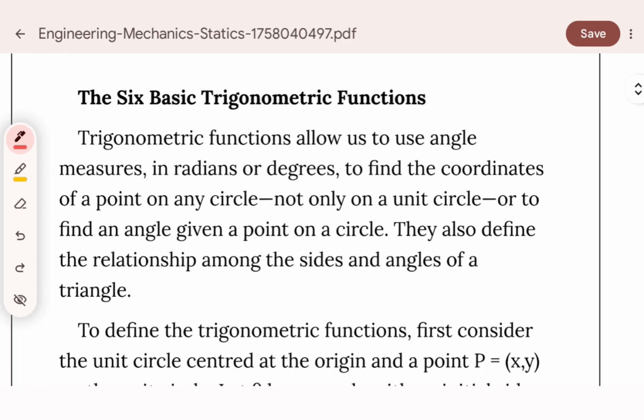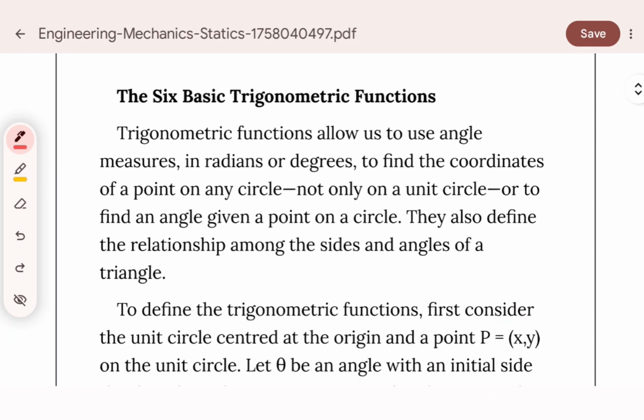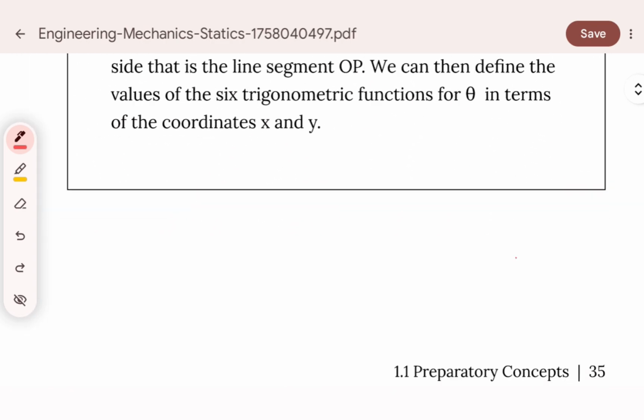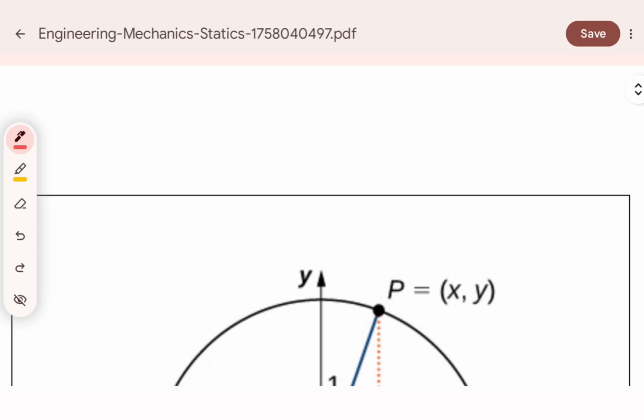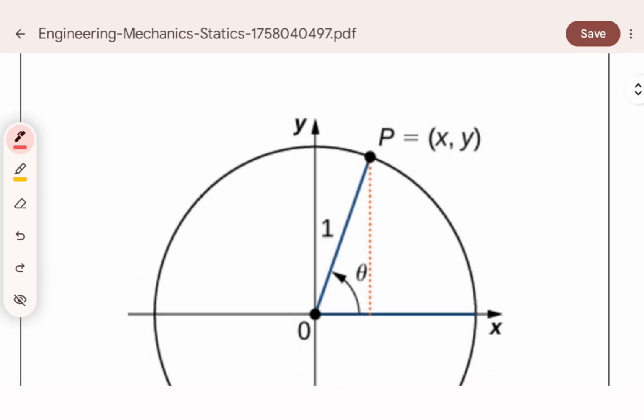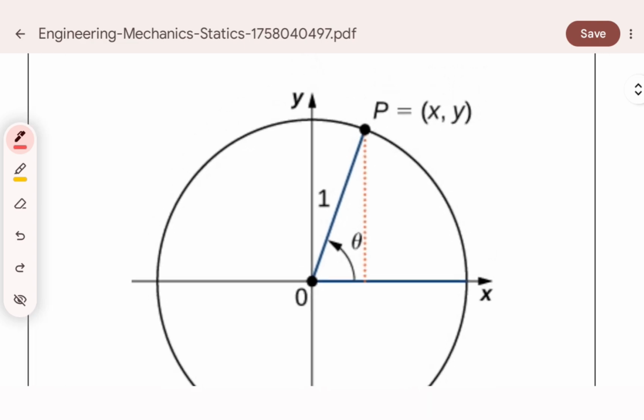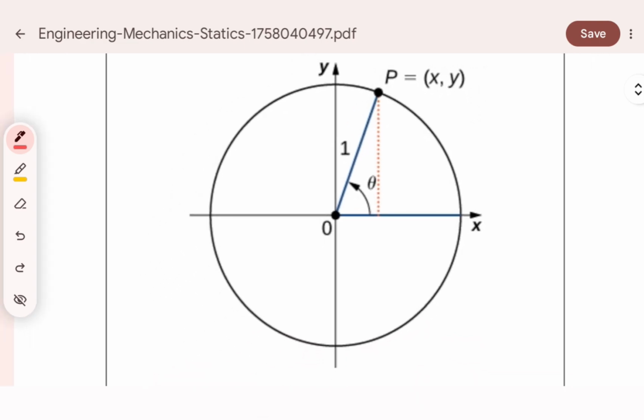These are the 6 basic trigonometric functions, which I'm sure you already know. Those 6 trigonometric functions can be derived from the unit circle. If you have a circle and there's a point P on that circle, the coordinates of point P are x and y, the distance on the x and the distance on the y.